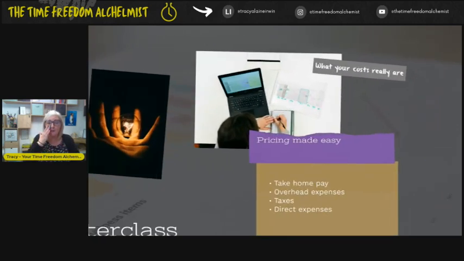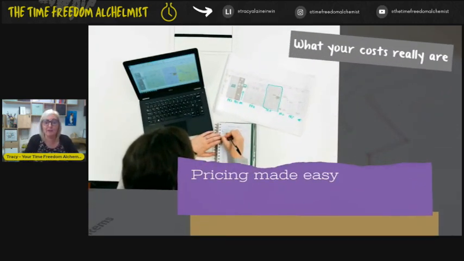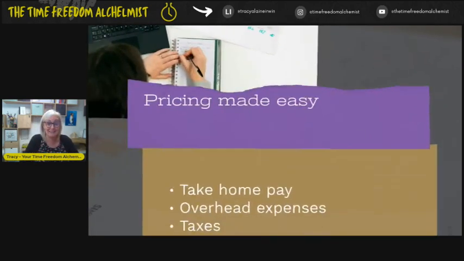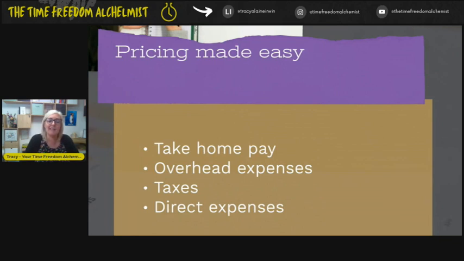So first, we're going to talk about how you can make your pricing easy. And it's by looking at these 4 things: your take-home pay, your overhead expenses, your taxes, and your direct expenses. Now, some people don't even know what the difference is, so I want to explain what that would actually mean to you.